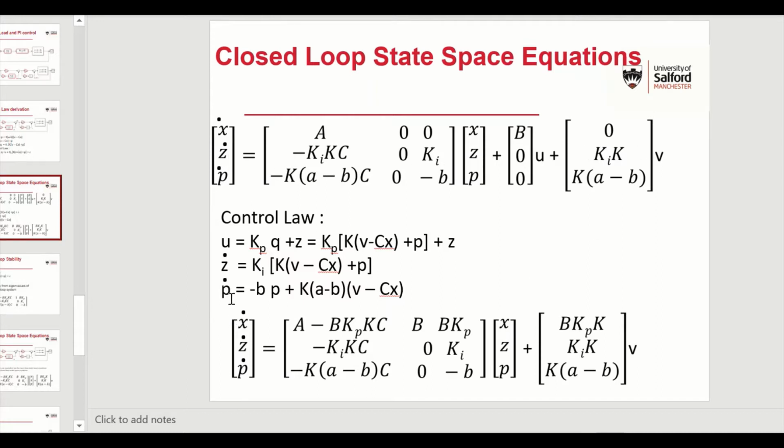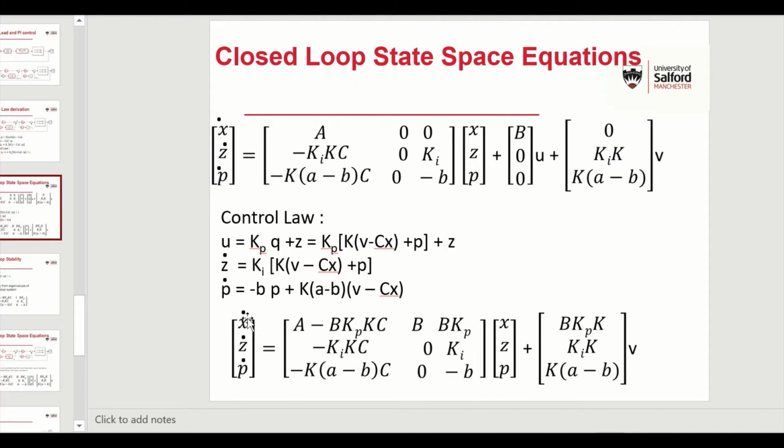The third line, which is our standard phase lead, which is P dot is minus bP plus K(a minus b) into the error V minus Cx. So this part here is here, and K(a minus b) times minus Cx is minus K(a minus b) times Cx, and finally K(a minus b) times V. So this now gives us an expression for the closed loop state space equations.